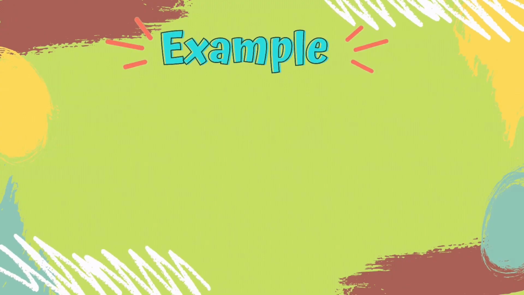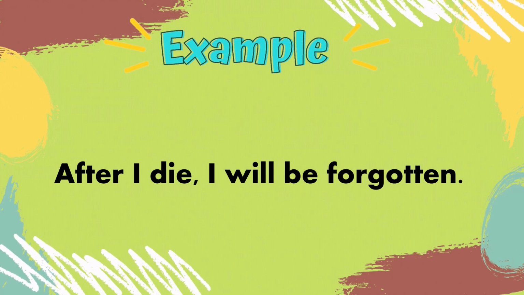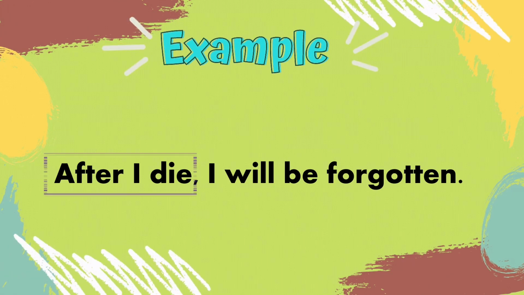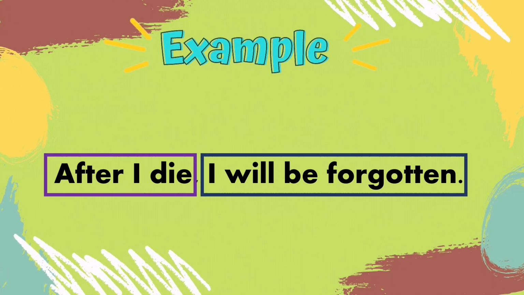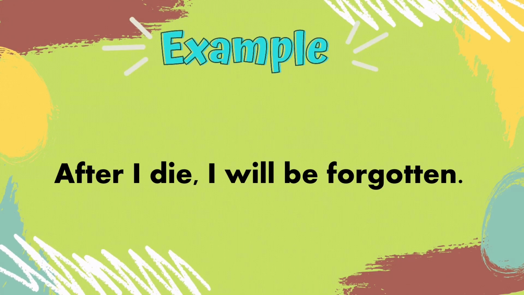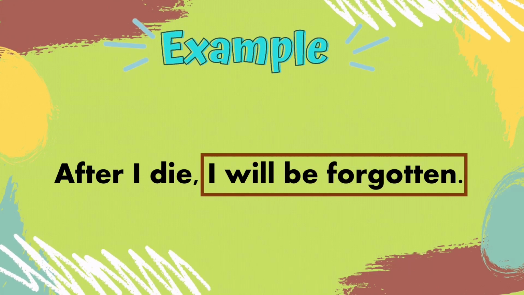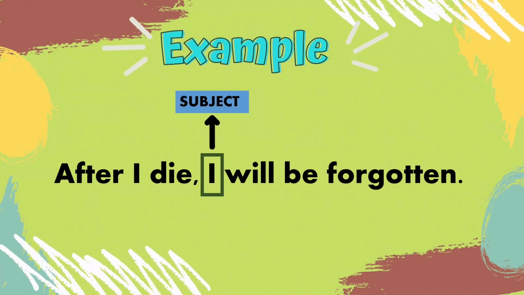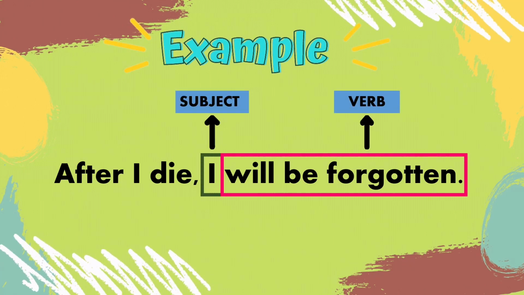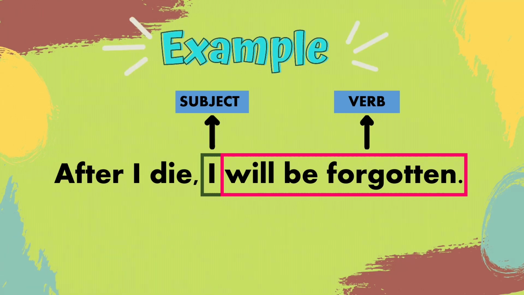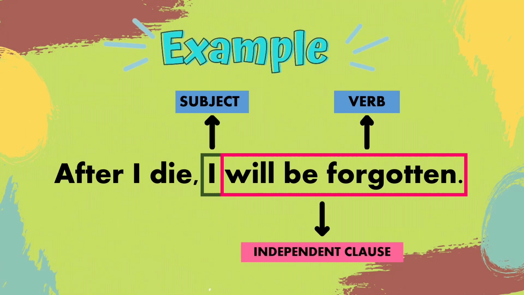Let us have an example. After I die, I will be forgotten. This sentence is divided into two parts. After I die and I will be forgotten. We just studied that an independent clause consists of a subject and a verb. In these two parts, the one that consists of a subject and a verb is I will be forgotten. The subject is I, and the verb is will be forgotten. Since this group of words expresses a complete thought, I will be forgotten is an example of an independent clause.